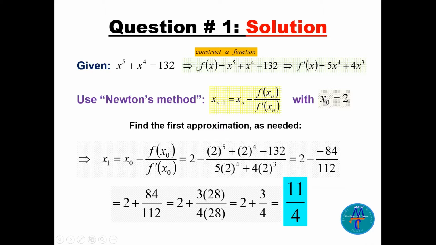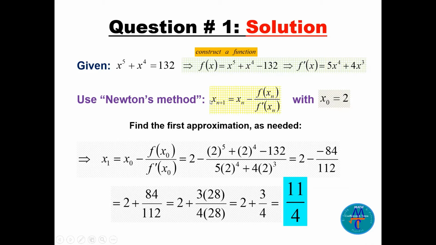From this equation, we can construct a function f of x is equal to x power 5 plus x power 4 minus 132. Let's find the derivative f prime. It will be 5x to the 4 plus 4x cubed. The derivative of 132 is 0. Now, Newton's method, we have seen in lecture number 14. Many questions are there. You can go and check, please.